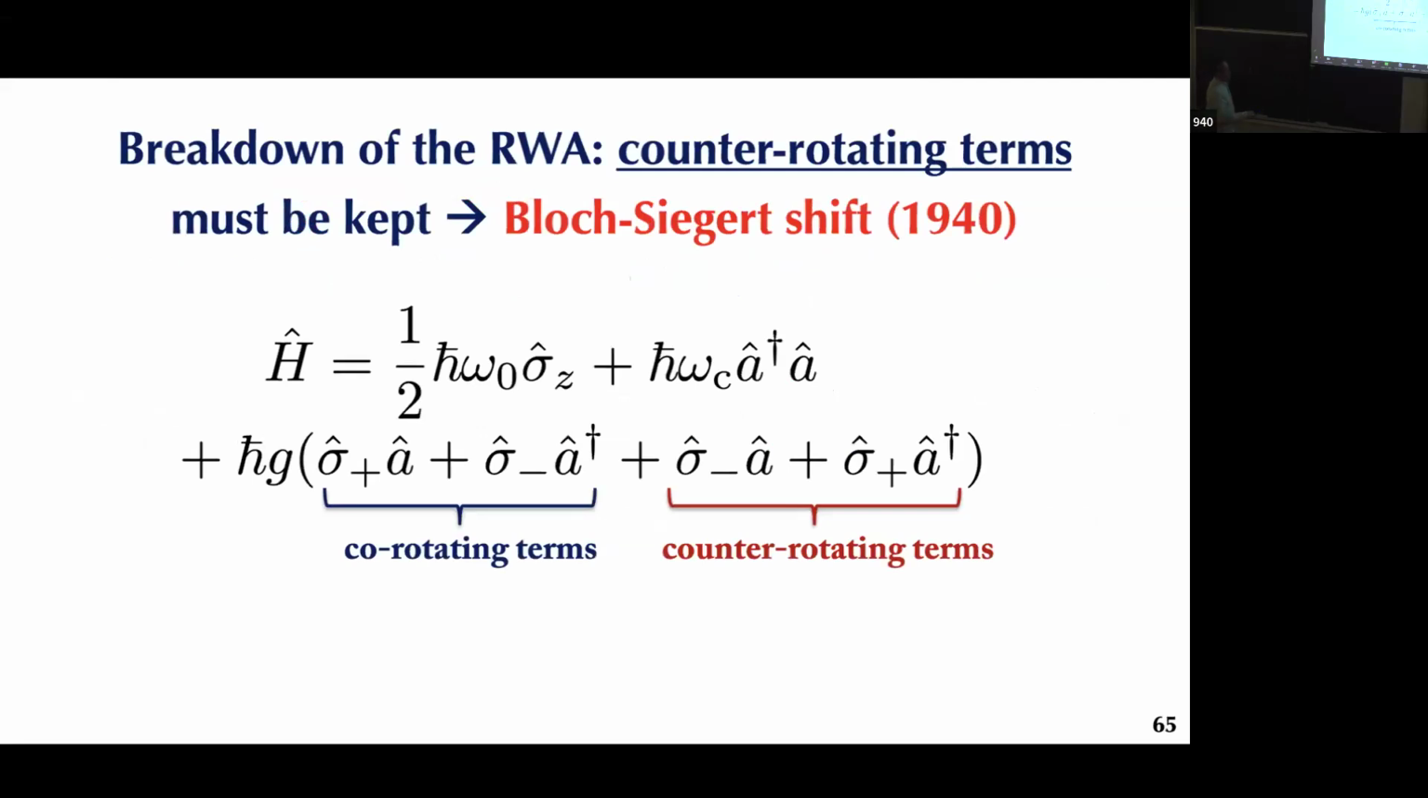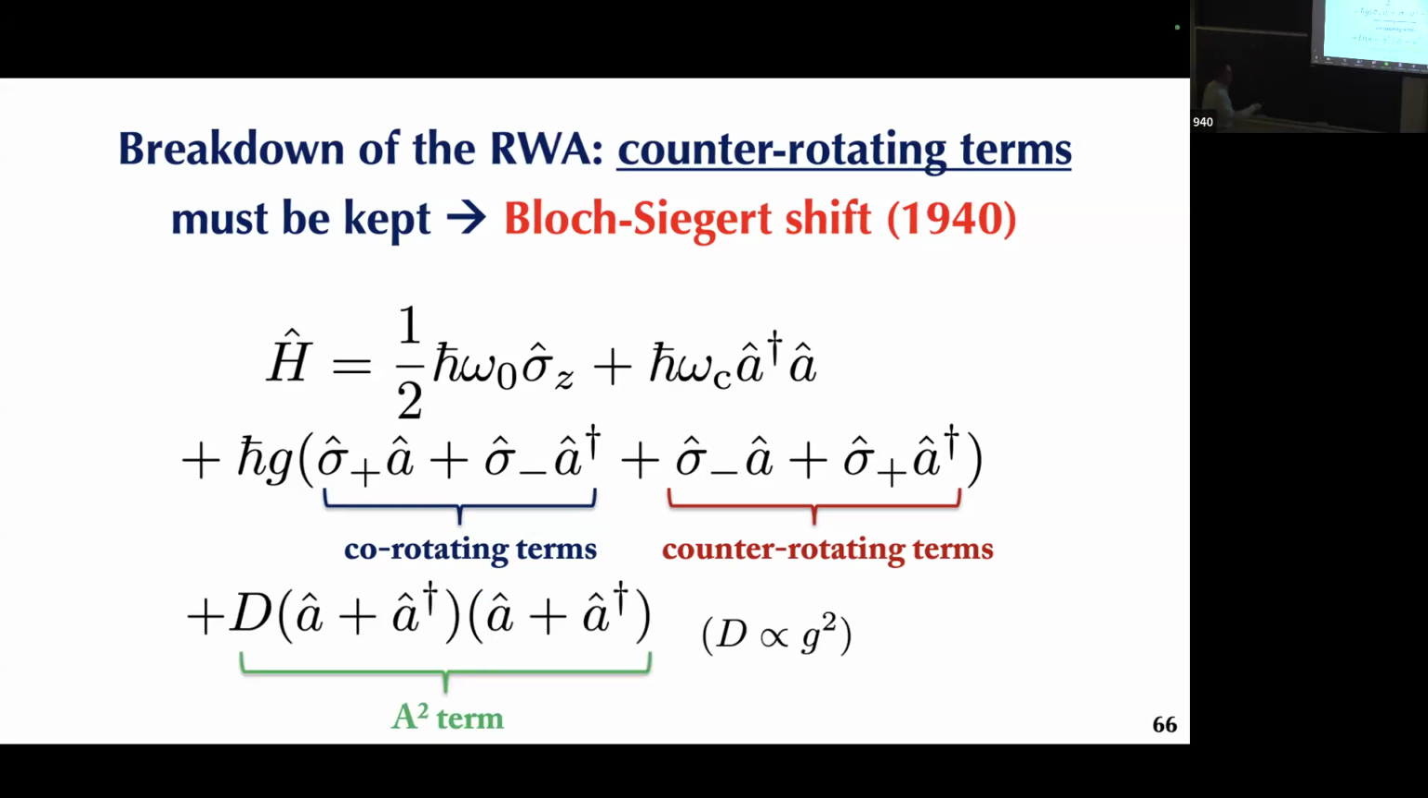In reality, there are additional terms, the so-called counter-rotating terms, which are counterintuitive because it's sigma minus and A, which means that the matter is de-excited and one photon is destroyed. And here, sigma plus A dagger, which means the matter is excited, but then one photon comes out. So the energy doesn't seem to be conserved. But these terms come from the classical Hamiltonian. So when you quantize the classical Hamiltonian, they come out.